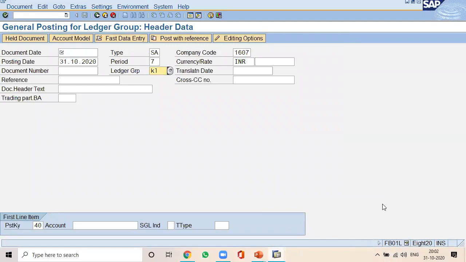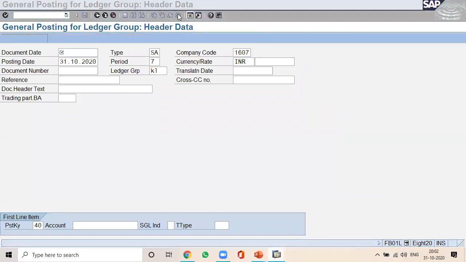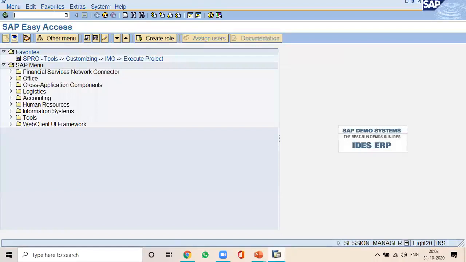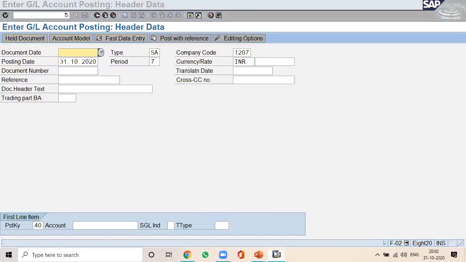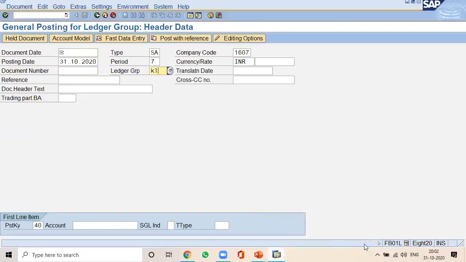In FB01L. See, in F-02, it will post only to the leading ledger. In F-02, you cannot give any ledger group. If you want to post to a ledger group, you have to go to the transaction code FB01L. In that case, the system will post one document in the leading ledger and in every non-leading ledger assigned to your company code. That's why you define the document types and number ranges for each non-leading ledger also.